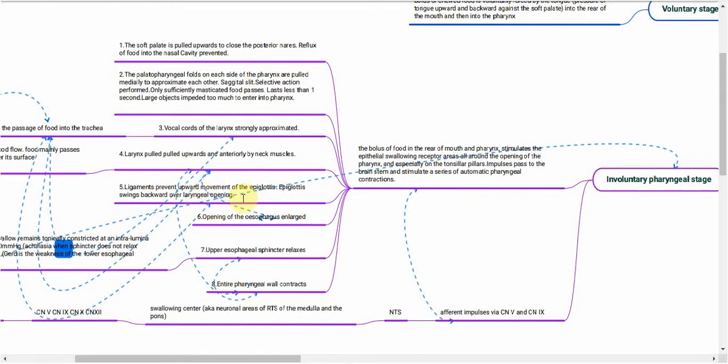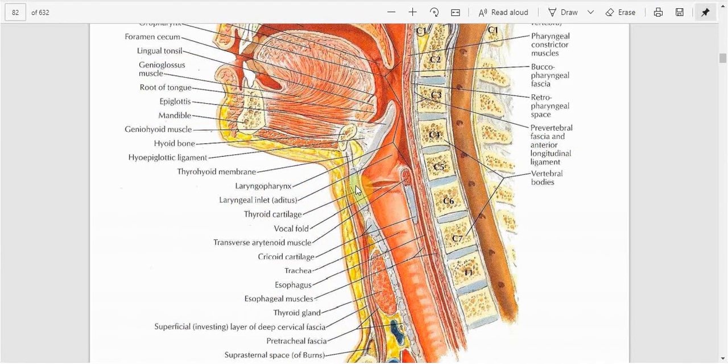Now the third thing is that the ligaments prevent the upward movement of the epiglottis with the larynx, and because the epiglottis is fixed by the ligaments, it will swing backwards over the laryngeal opening and will therefore close it, right? The larynx is being pulled upwards and anteriorly, but because of the attachment to the hyoid bone, for example, the epiglottis is not able to move upwards with the larynx, and so when the larynx moves upward, the epiglottis will swing backwards over the laryngeal inlet, effectively closing it.